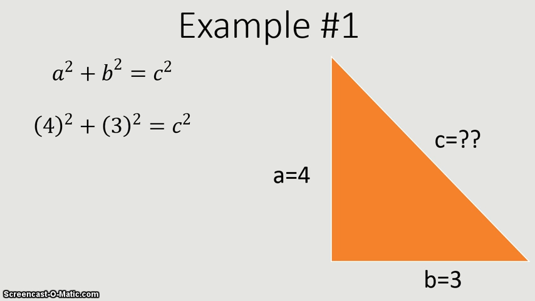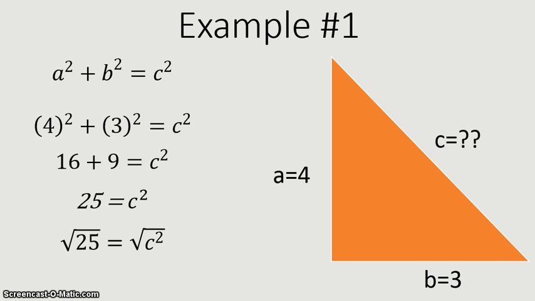Now we will solve for 4 squared plus 3 squared equals c squared and get 16 plus 9 equals c squared. C squared stays the same because the value for c is missing. Now we add 16 plus 9 and get 25. To solve for c, we must take the square root of both sides. Finally, we get c equals 5. At this point, we have successfully solved for the hypotenuse using the Pythagorean theorem.